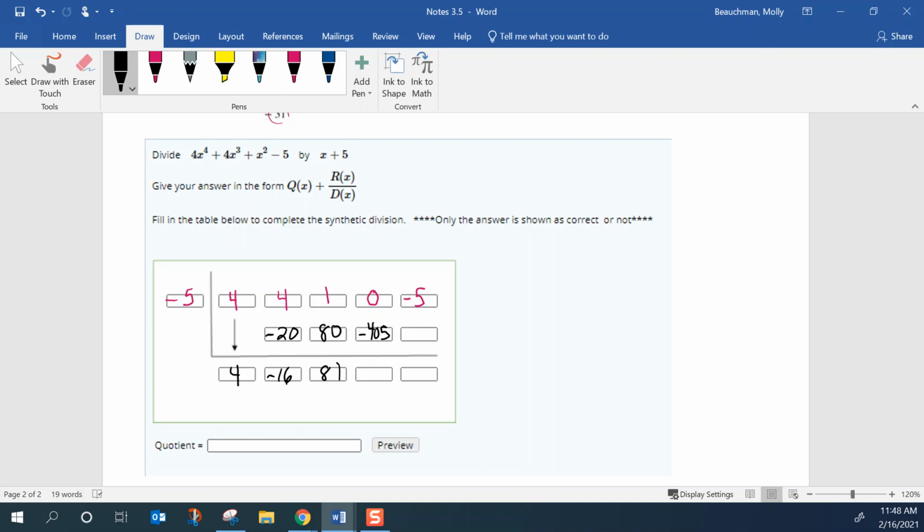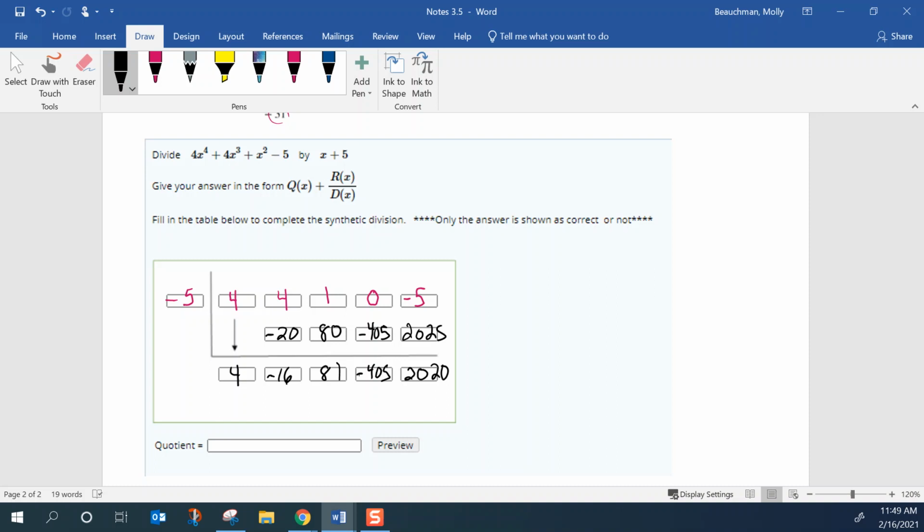Oh, we're getting a huge number. Let me just double check. 4 times negative 5 and then negative 5 goes out here. Yep, 4 times negative 5 is negative 20. Negative 16, positive 80. Yep. So 0 plus negative 405 is negative 405. Multiply negative 405 times negative 5. We end up with 2025. Add that to negative 5, that would be 2020.